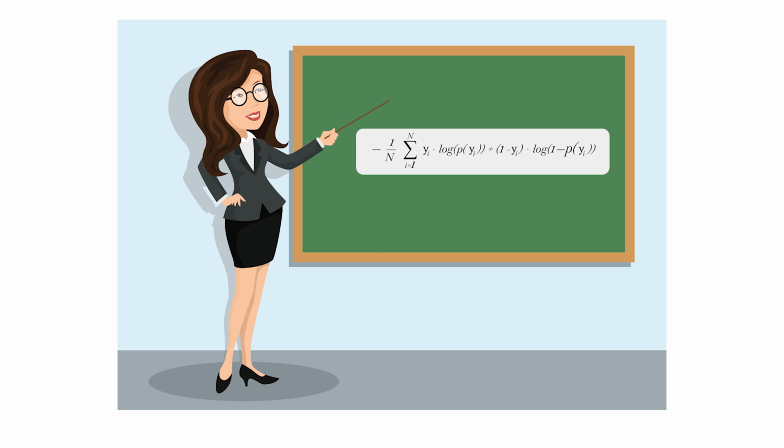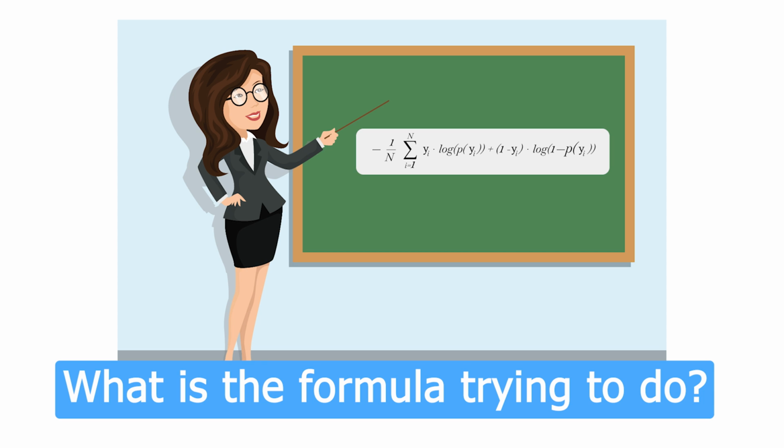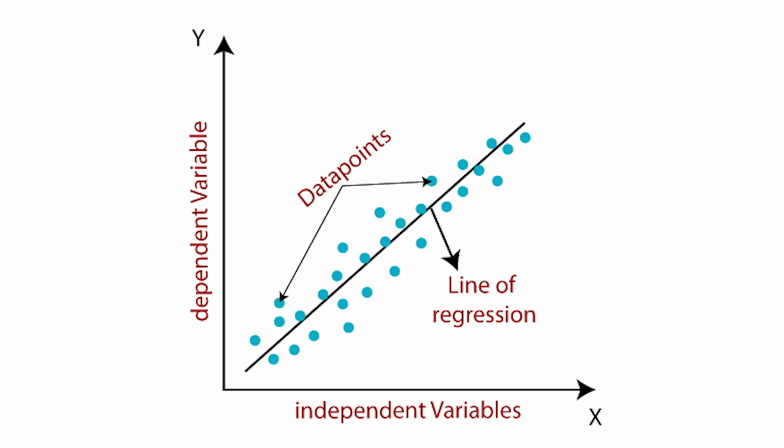Instead of just accepting the formula, I would try to ask myself, what is the point of this formula? What is it trying to do? You can even write it out in natural language. A good example might be linear regression. You're trying to find the line that best represents some data points.